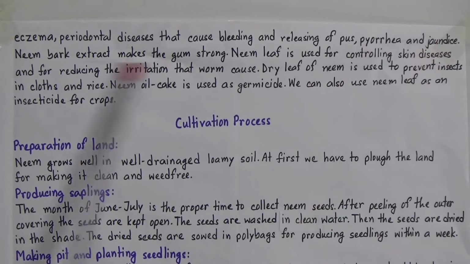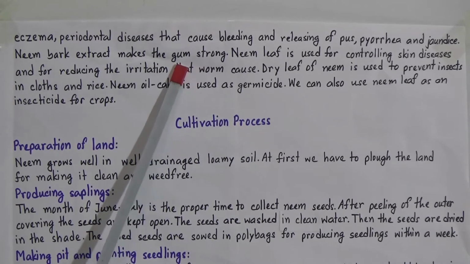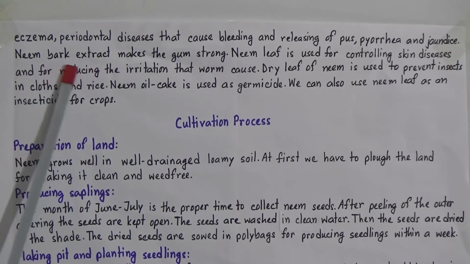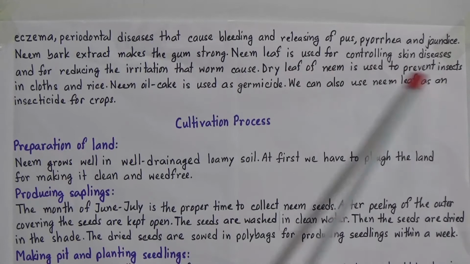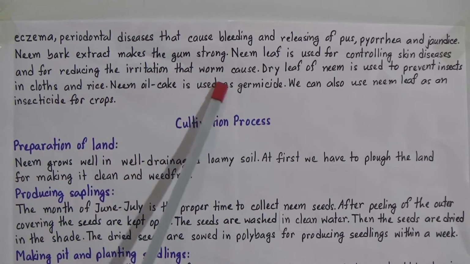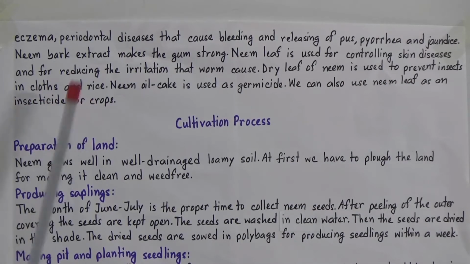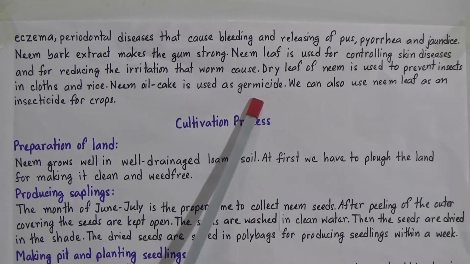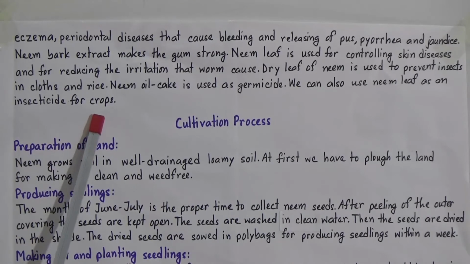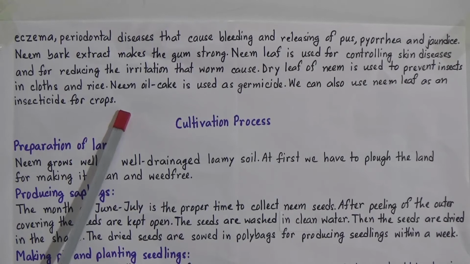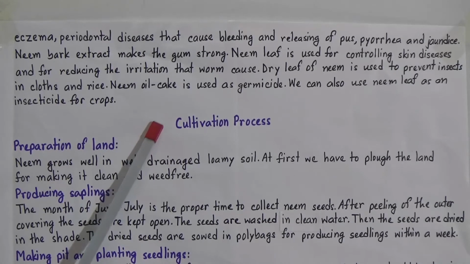And jaundice. Neem bark extract makes the gum strong. Gum means the fleshy part around the teeth. So by using the neem bark we can make our gum strong. And the neem leaf is used for controlling skin diseases and for reducing the irritation that worms cause. And dry leaf of neem is used to prevent insects in clothes and rice. And neem oil cake is used as germicide, and we can also use neem leaf as an insecticide for crops. And there is another use of neem. We can use the neem twig for brushing our teeth.